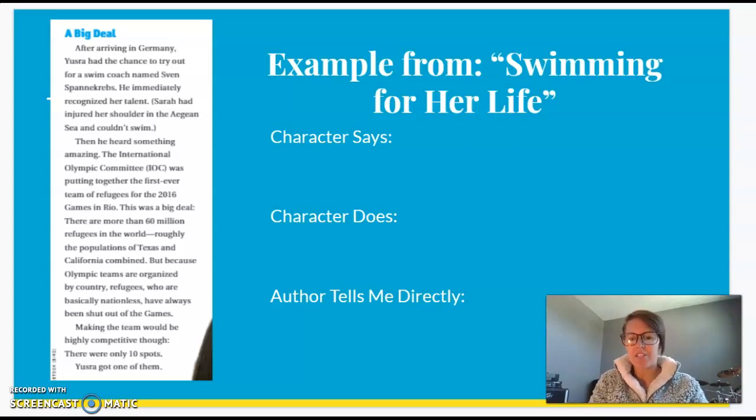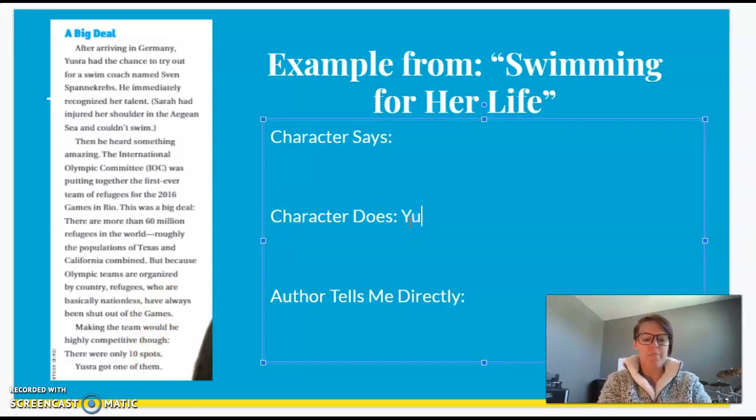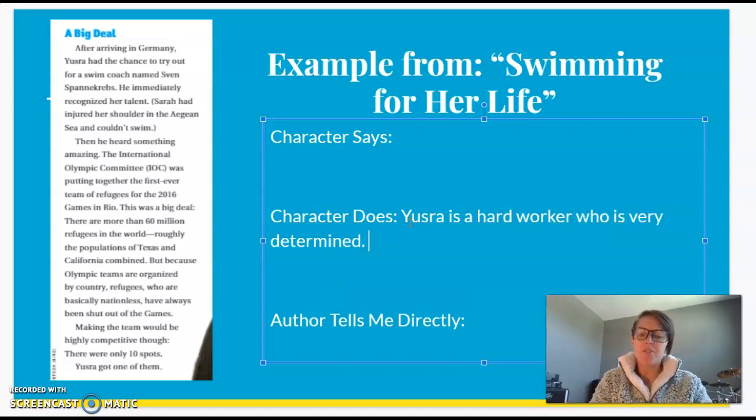So I just really hung on to the last line of this text where it says Yusra got one of them. That's a great piece of evidence because that is something that she did. A conclusion that I might draw about her is that she is determined, she perseveres, she knows how to work hard. So this would be an inference that I would draw about Yusra's characterization, and then I would use this piece of evidence from the text in order to back up my claim.